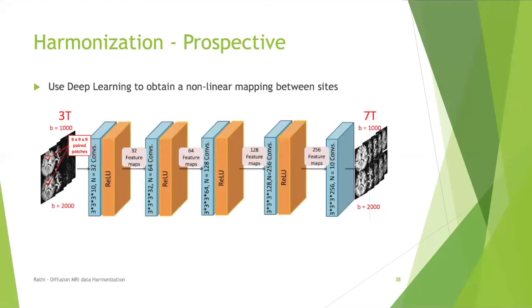And so we went about using a deep learning method where we used a convolutional neural network, where the input was the 3 Tesla data at B values of 1000 and 2000, and the output was a matched set of 7 Tesla data, 1000 and 2000 B value. We use 9 by 9 by 9 paired patches, and then we run them through the convolutional neural network.